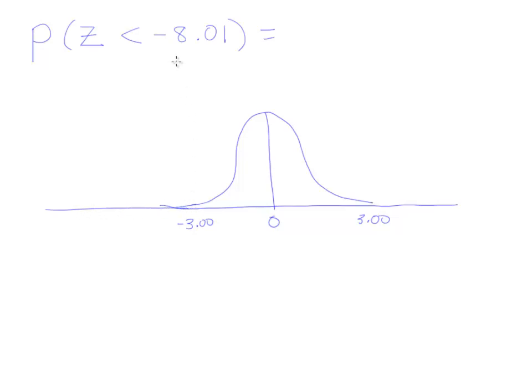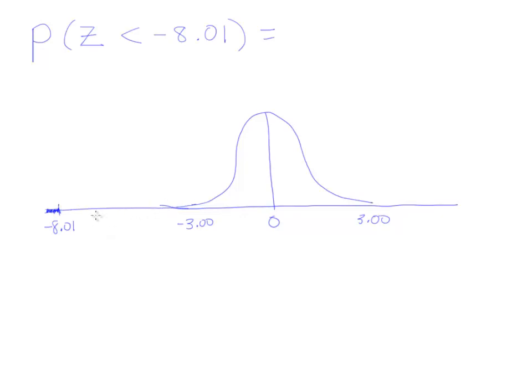Now imagine we're going to be looking for the amount of area to the left of negative 8.01. If this distance here represents negative 3, then about the same distance would represent, say, negative 6. And if you go another 2 units out, you're about where it would be maybe to have negative 8.01. And we're looking for the probability that a z-score randomly selected is from this part of the curve.